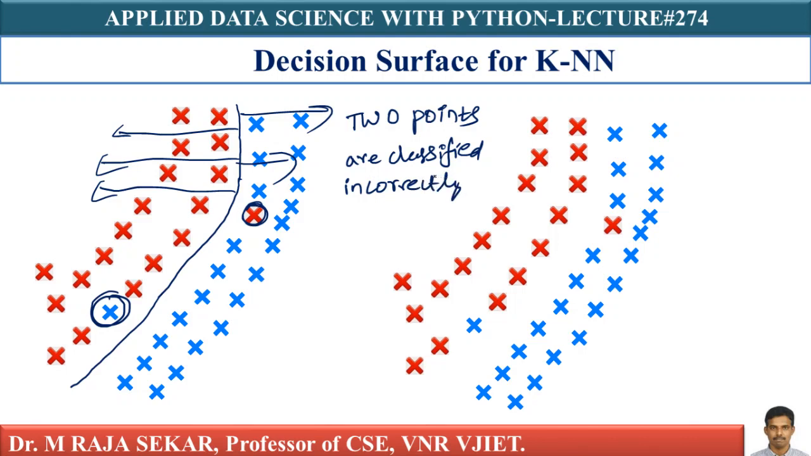Incorrectly, isn't it? By this curve. Which curve? By this curve. Somebody who gives more importance to making no errors could say, let's not draw this line. Let's not draw this curve, isn't it? Let's draw a curve like this.